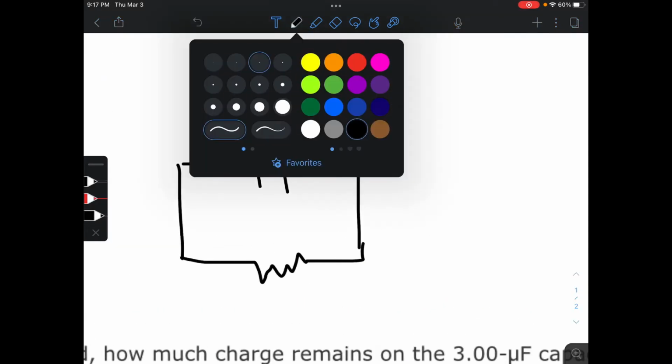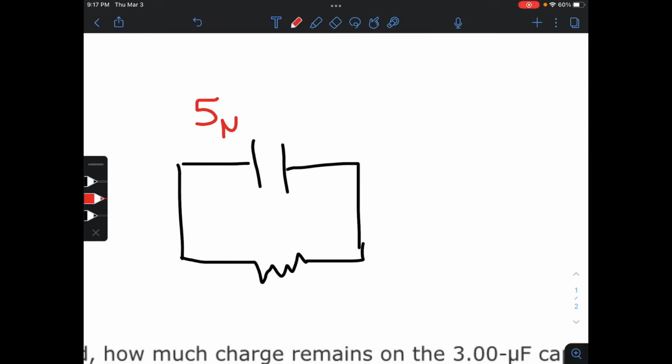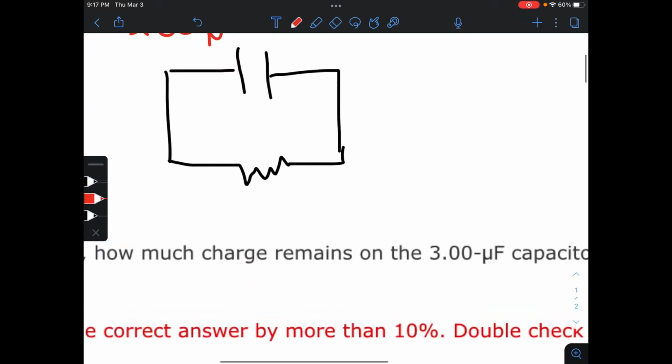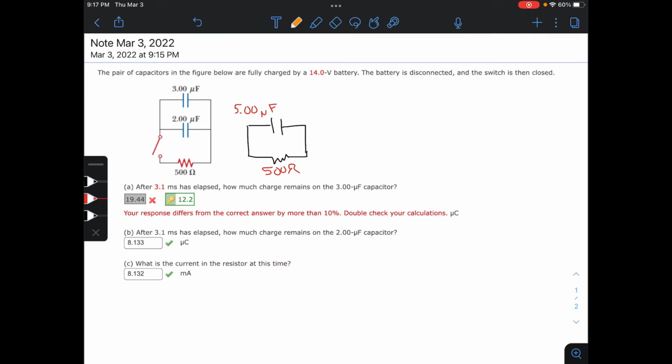So we have 5 farads. I'll do sig figs. Okay, cool. And then this is 500 ohms. This is the same. Right. So we don't know the initial charge. We need the final charge. And we can find the initial charge and we can find our time constant.